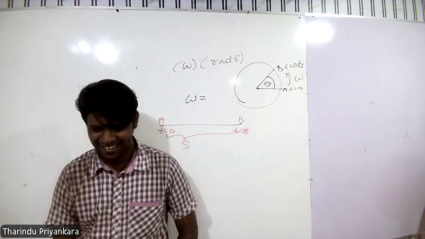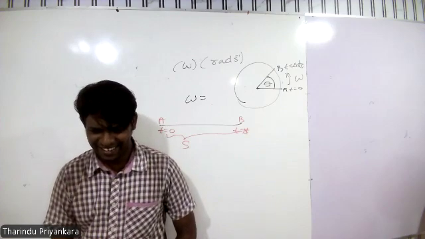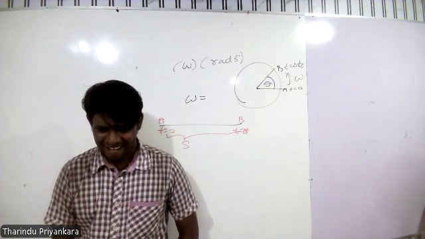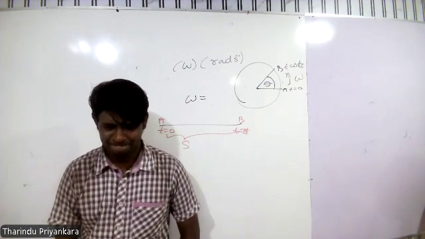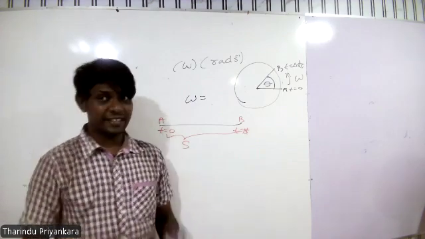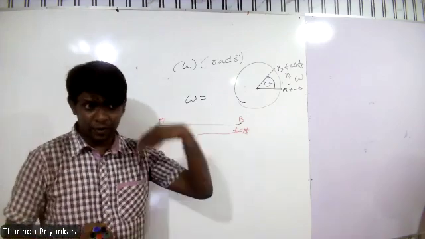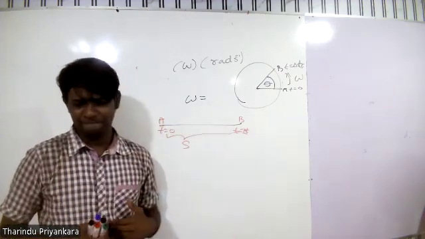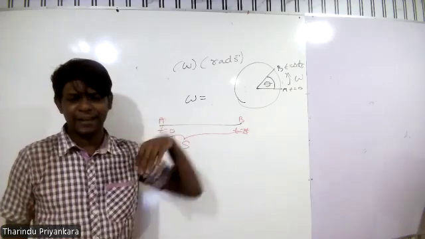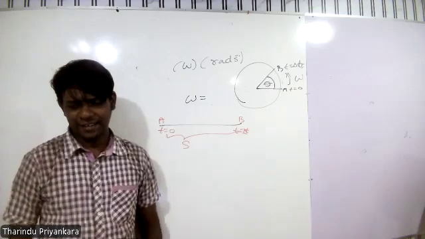Others? The equation? Yes. What is the definition? The definition is the rate of change of angular displacement. So angular displacement per unit time. Nothing. If you catch one thing properly, other things are very easy.